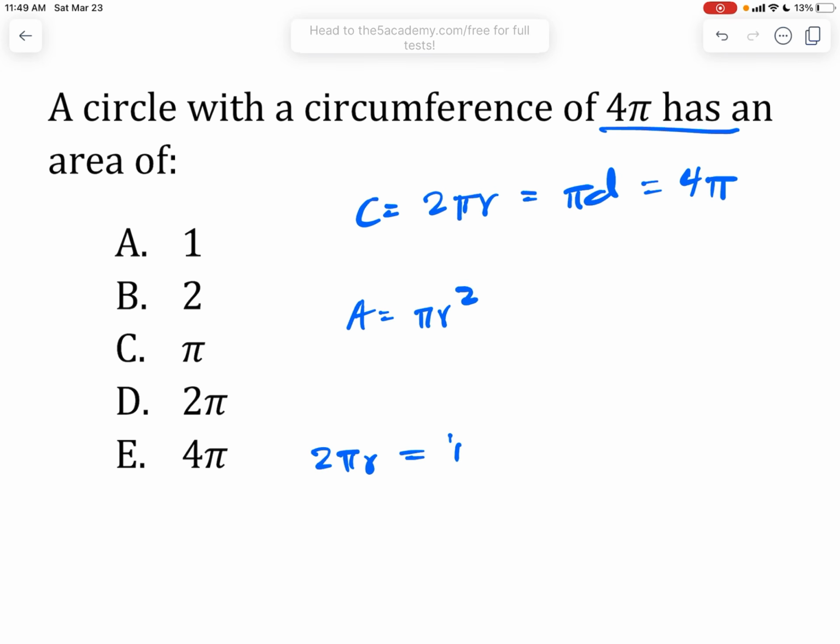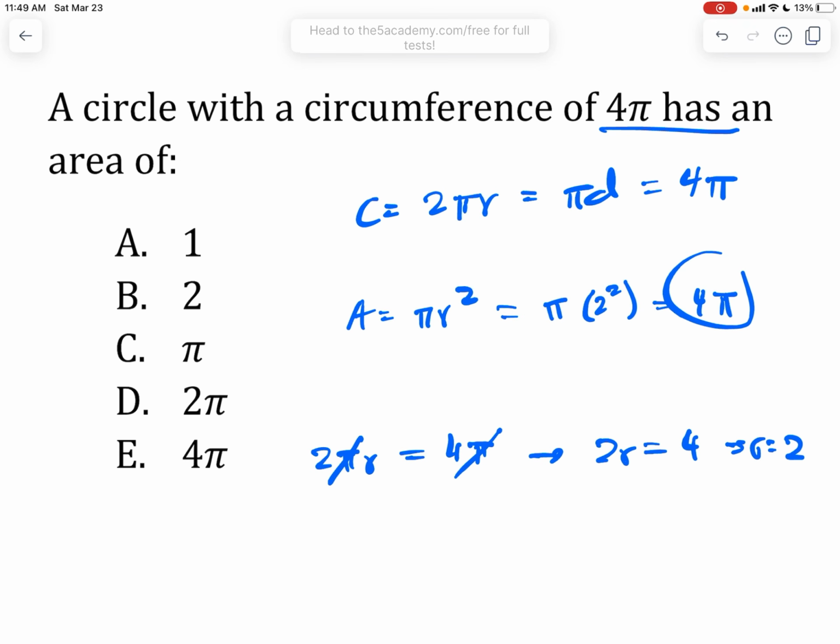So 2 pi r is equal to 4 pi. If I get rid of pi on both sides, essentially divide both sides by pi, I get 2r is equal to 4. That means r is equal to 2, okay? And then if I plug that into the area formula, pi times 2 squared, I end up getting 4 pi. Okay, so interestingly enough, the circle area and circumference are equal to each other. They're both 4 pi in this particular case.